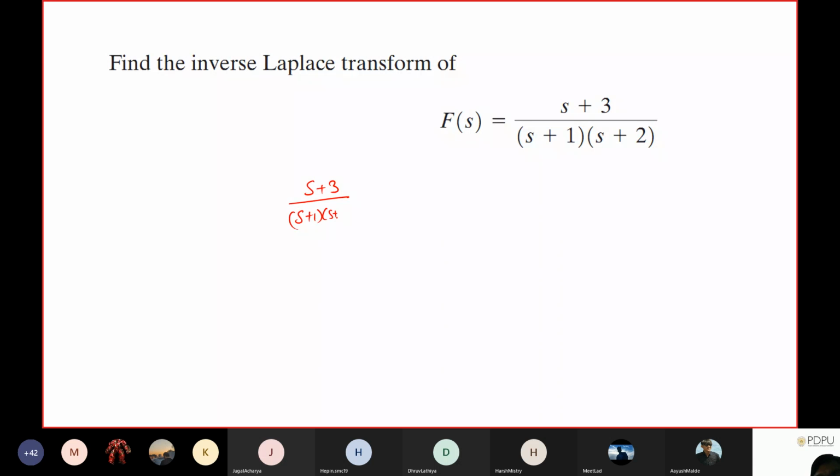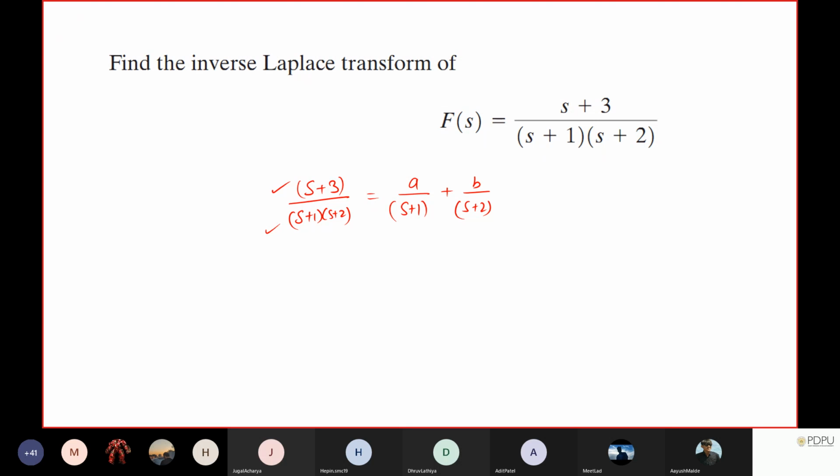Sir, should we multiply 2 on top and bottom, or should we assume infinity? Okay, let's do it this way. There is a good way to do this. Thank you Adit, you are right. We have to do the partial fraction here. This fraction can be written as a by s plus 1 plus b by s plus 2.